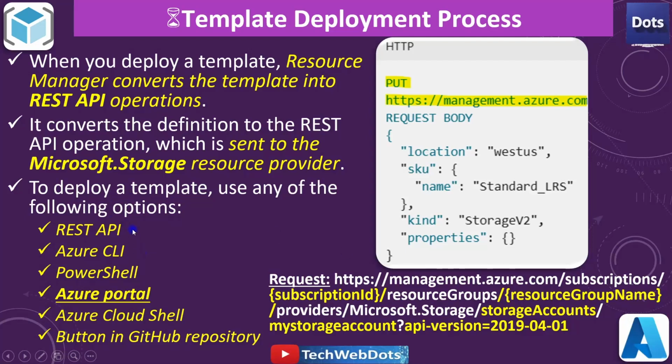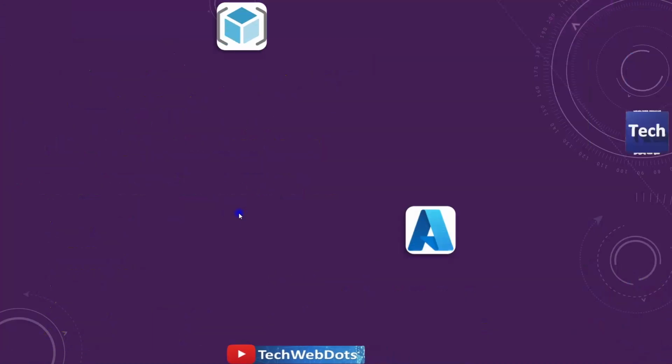And to deploy a template, there are many options. For example, REST API, Azure CLI, PowerShell. So REST API that you can use; Azure CLI, for that you should install the CLI tool; for PowerShell you should install the PowerShell tool; and Azure Portal is a web interface that I am going to showcase in a few moments. Azure Cloud Shell is also available with Azure Portal, and one more option is the button in a GitHub repository. So all these options are available to deploy any template, okay?